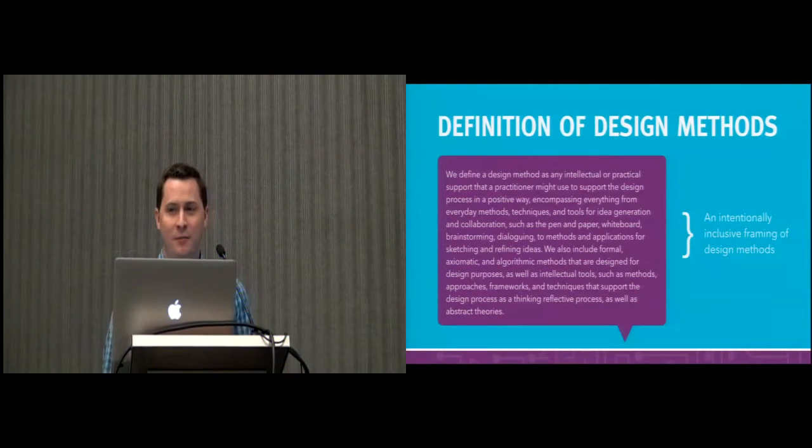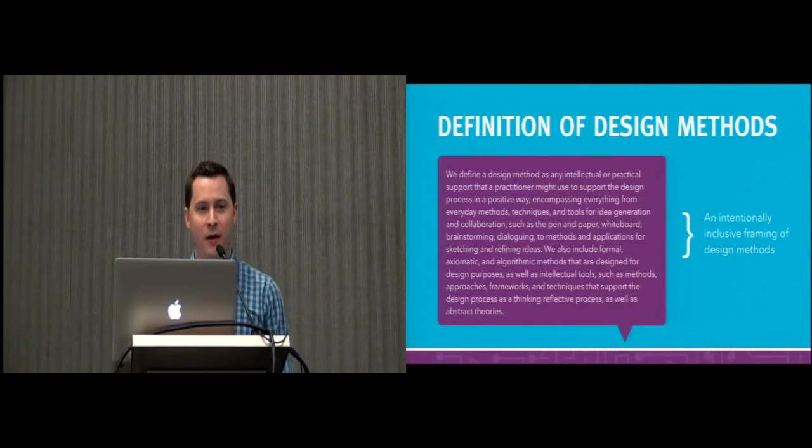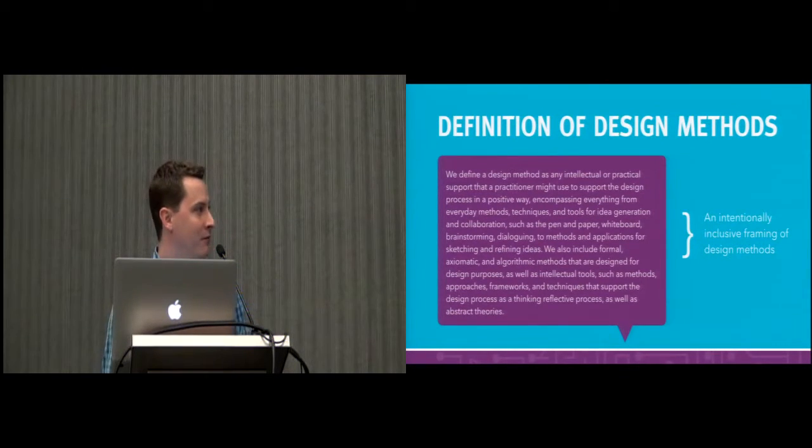We didn't want to constrain what these participants might feel is a legitimate method. So we didn't want them to just repeat the things out of their 100 Universal Methods of Design book or something. So we gave them actually quite a large definition of what we meant by design methods. And we read this verbatim at the beginning of each interview. And so you can see here that this was an intentionally inclusive framing of design methods, talking about everything from everyday methods, techniques, and tools to whiteboard, pen and paper, to formal axiomatic and algorithmic methods. So we're trying to cover a lot of ground to really talk about the nature of design methods as a tool and not necessarily as a specific codified thing that's in a book somewhere.